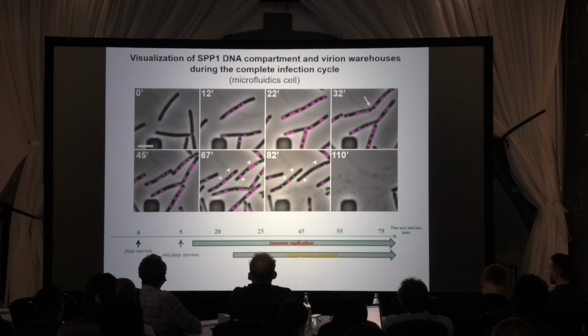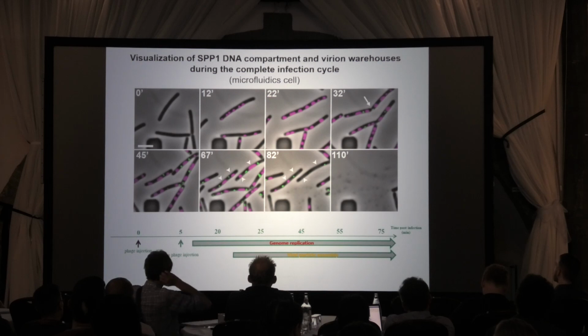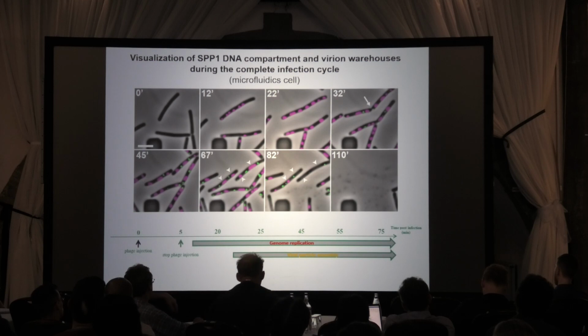We injected phages, and unfortunately we could not control them out, so cells get multi-infected. But you can see the temporal process: all these DNA replication compartments appear, then these warehouses start appearing at around 32 minutes, things grow, and then lysis occurs. You can see that these are ghosts, so some of the structures, essentially the viral DNA compartments, start disappearing.